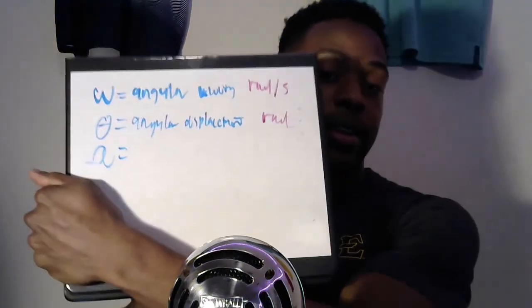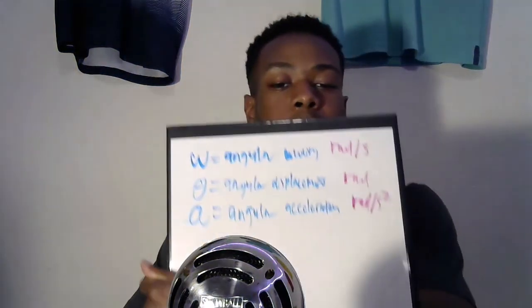We also have alpha, so it's going to be fancy looking A. You can probably guess what that is. It's going to be our angular acceleration. You can probably also guess what the units would be, and that's going to be radians per second squared. So those are essentially the big three.